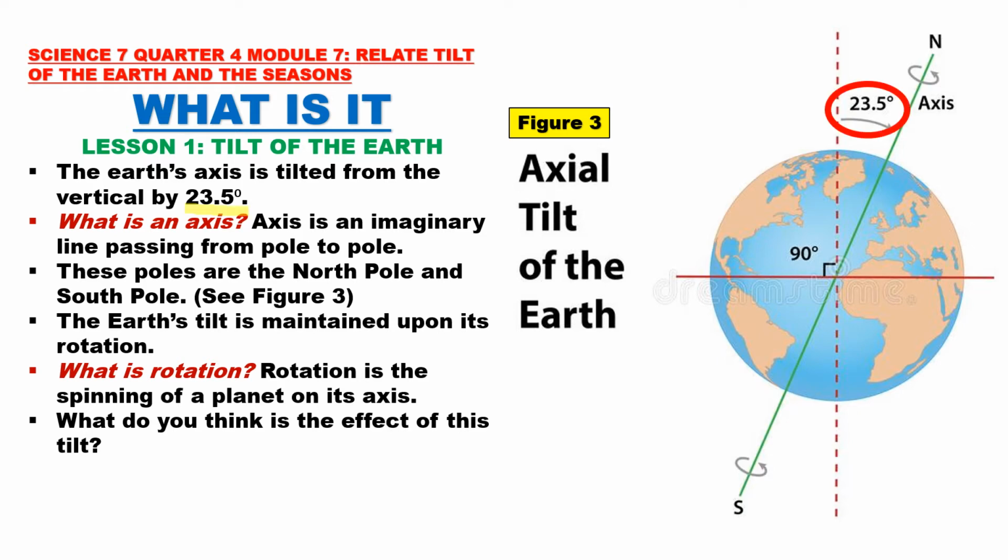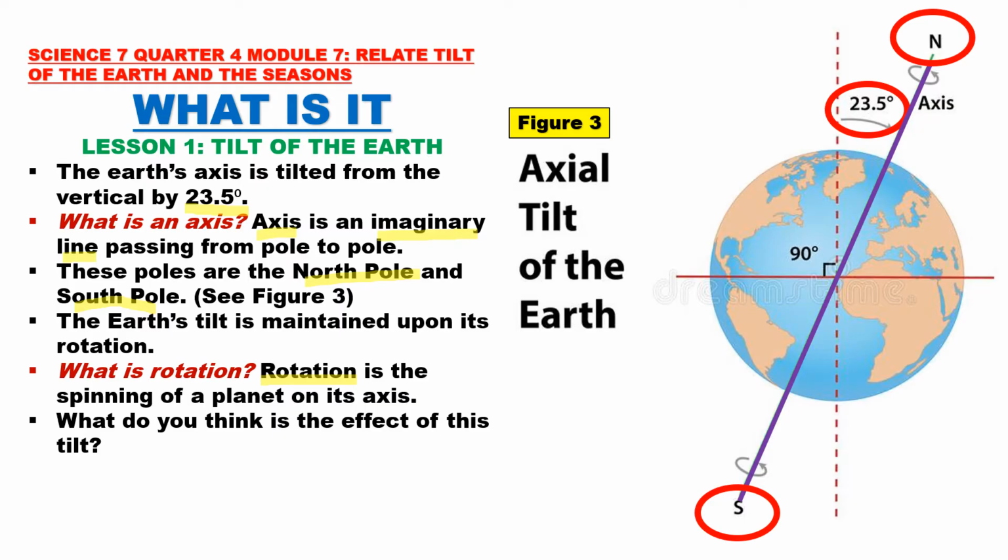What is an axis? Axis is an imaginary line passing from pole to pole. These poles are the North Pole and the South Pole. The Earth's tilt is maintained upon its rotation. What is rotation? Rotation is the spinning of a planet on its axis. In the previous module, we have learned that the Earth rotates for 24 hours and it rotates in a counterclockwise direction. One complete rotation of the Earth is equivalent to one Earth day.